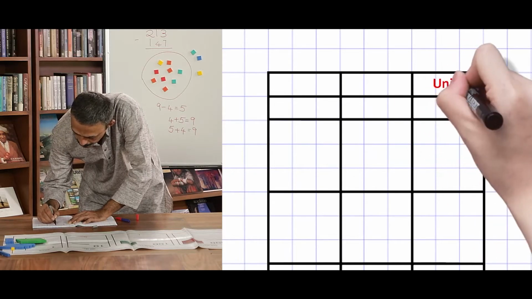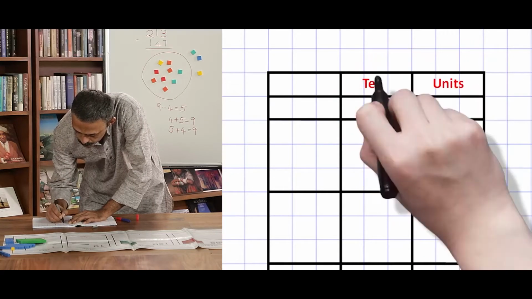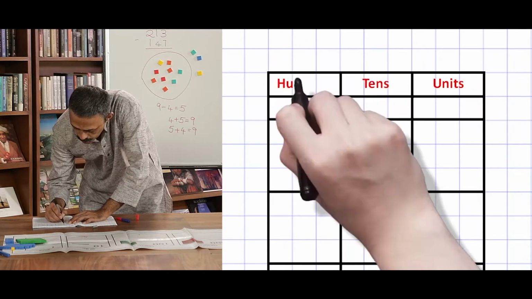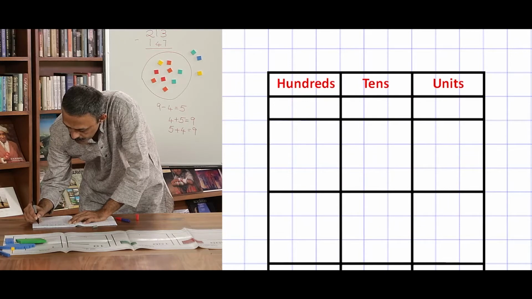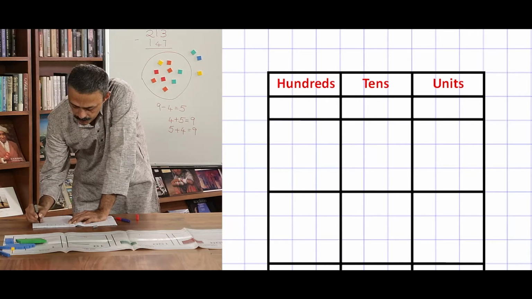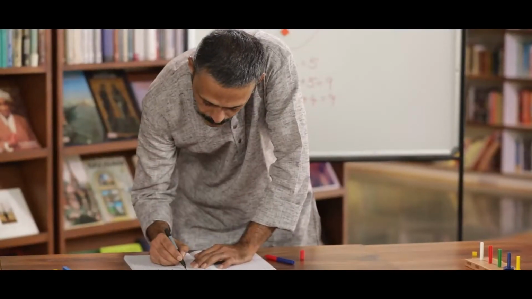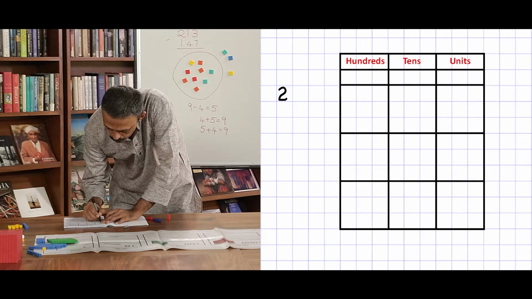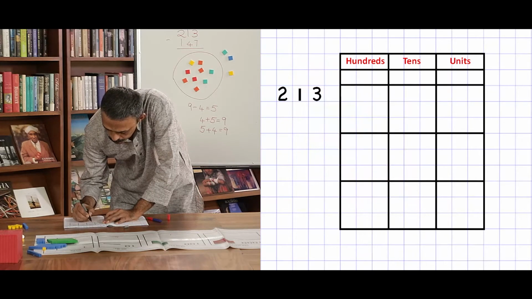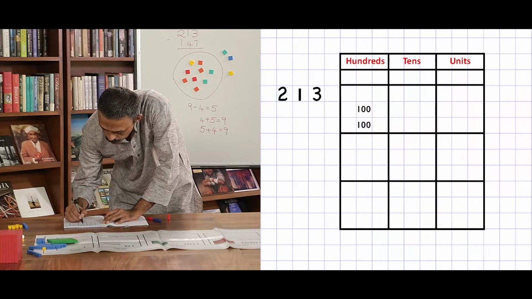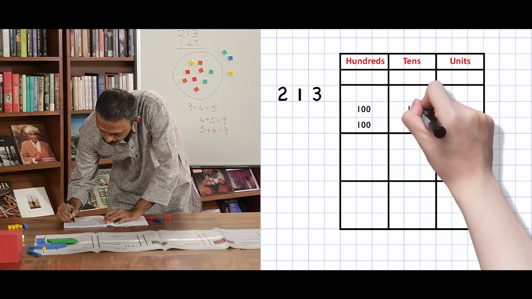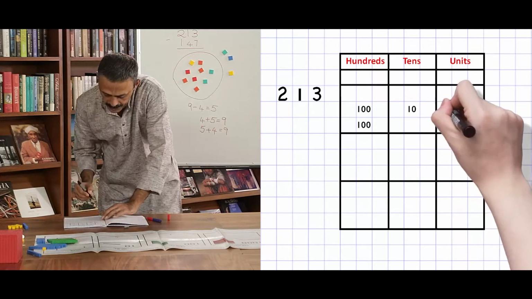When we represent this, units, tens, hundreds. This second row is reserved for regrouping. So we reserve it for regrouping. 213: 1 hundred, 2 hundreds, 1 ten, and 1, 2, 3 units.